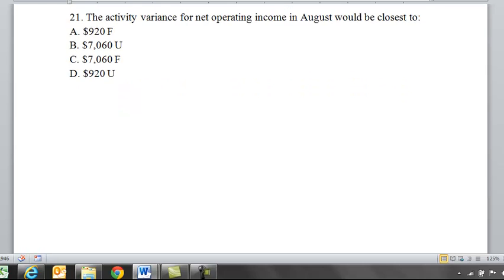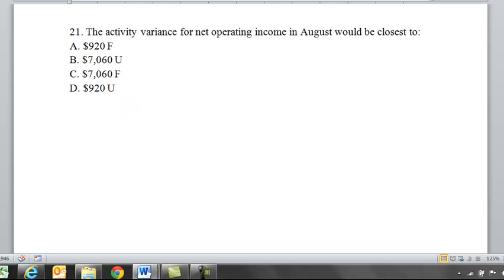21. The activity variance for net operating income in August would be closest to. So here, what you want to remember is the activity variance focuses on the flexible budget versus the static budget. So we still start off with our contribution margin per unit, because it's the same no matter what budget we're looking at, and that's going to be the $18.40 per unit.